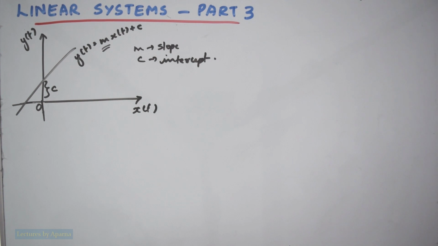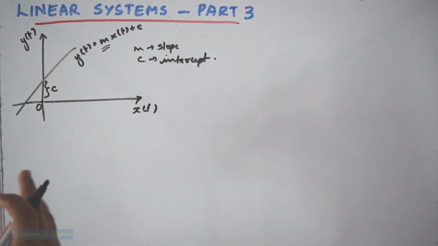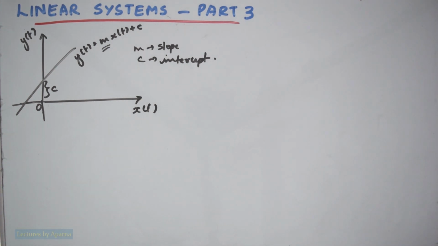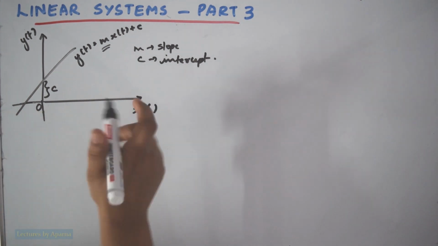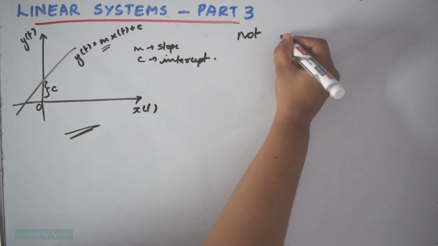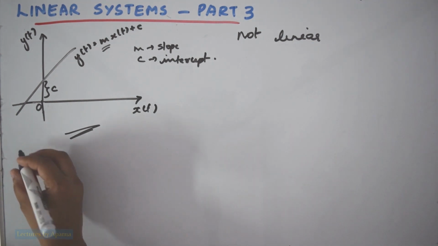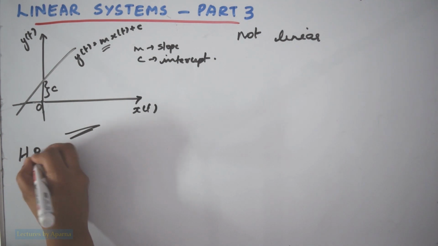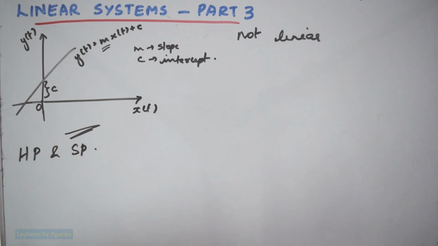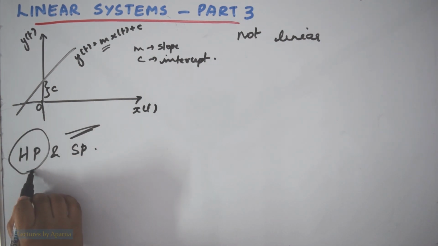So now this appears to be linear. So when we look at this, this is a straight line. So we'll assume it to be linear. But in actual case, a system which is related like this is not linear. So let's see why this system is not considered as linear. To be linear, it should satisfy the homogeneity property and superposition property. So let's see if the homogeneity property is satisfied.